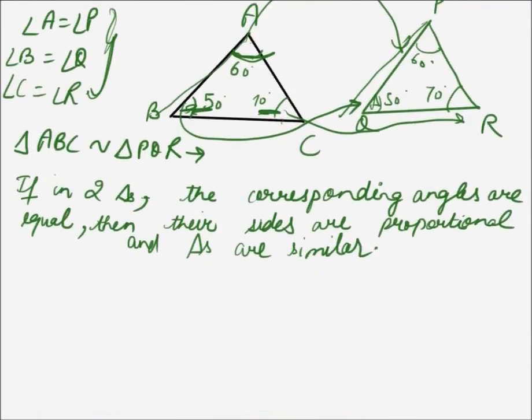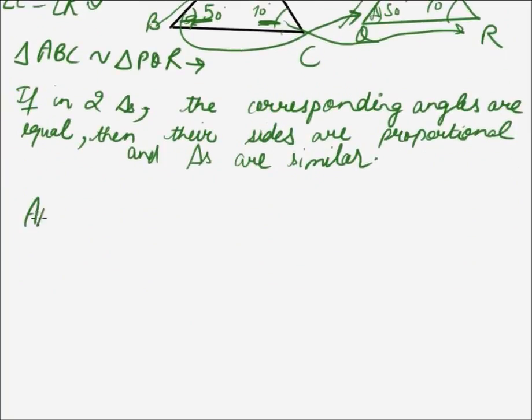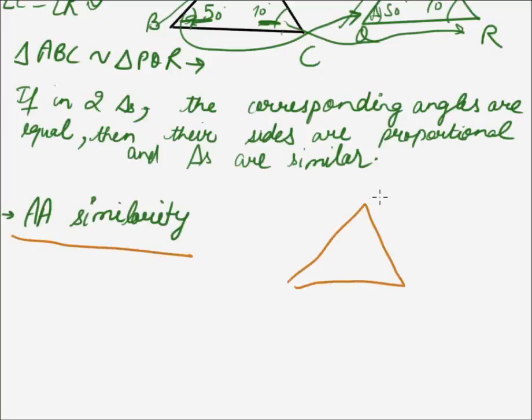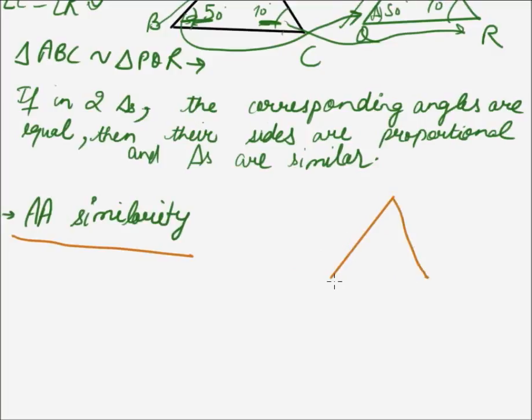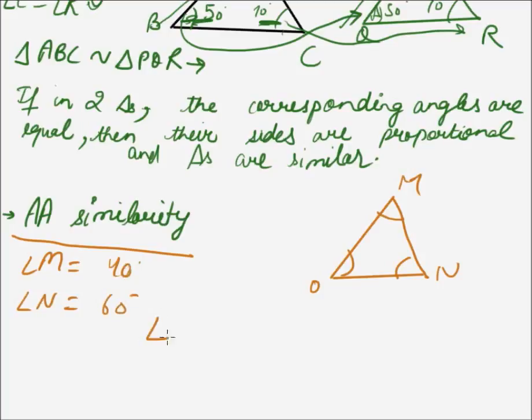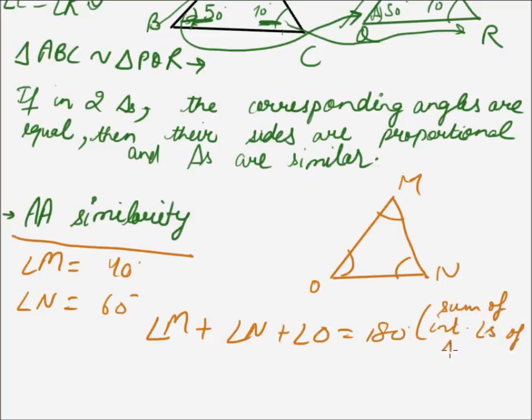Now there is a subpart of this criteria which is AA similarity criteria. Friends, we know that in a triangle, suppose we have a triangle M, N and O. If we know that angle M is say 40 degree, angle N is say 60 degree, then we also know that angle M plus angle N plus angle O is 180 degree. That is, sum of interior angles of a triangle is equal to 180 degree. So we can easily calculate angle O, which will be 180 degree minus 40 minus 60.